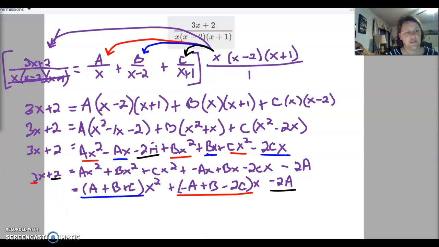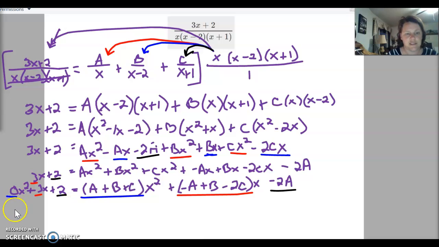So let's fix our left-hand side. Let's rewrite that left-hand side so that it has an x squared coefficient. There's not one, so we put in a placeholder of 0x squared plus 3x plus 2. Now we can go through here and write some equations. We know that a plus b plus c must equal 0. We know that negative a plus b minus 2c must equal the coefficient to x, so it must equal 3. We also know that minus 2a is our constant, so it must equal 2.